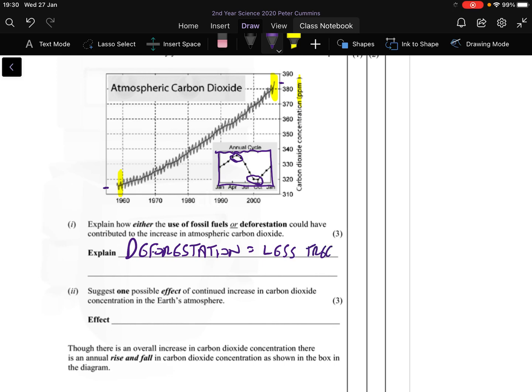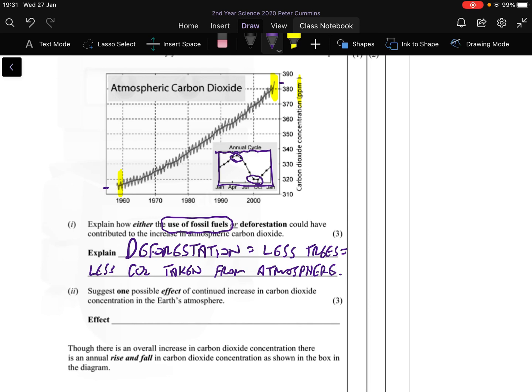Deforestation is less trees, which means less CO2 taken from the atmosphere. So remember, trees take it in. If we cut down trees, there's less trees to take in this carbon dioxide. I could pick the use of fossil fuels, and my answer would be that there's more carbon dioxide being pumped into the atmosphere because we're using combustion to burn these fossil fuels, releasing carbon dioxide.